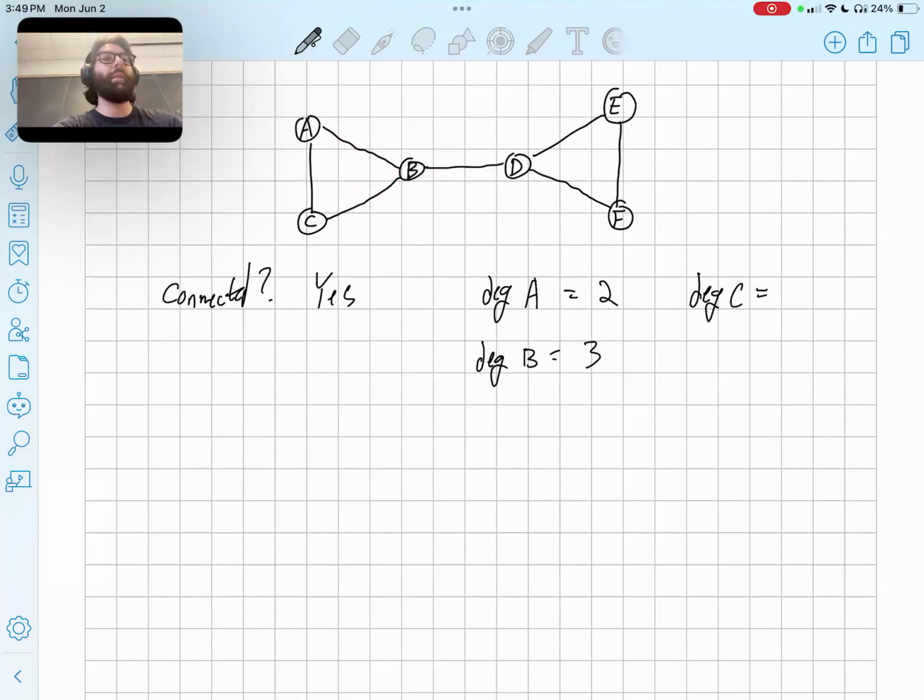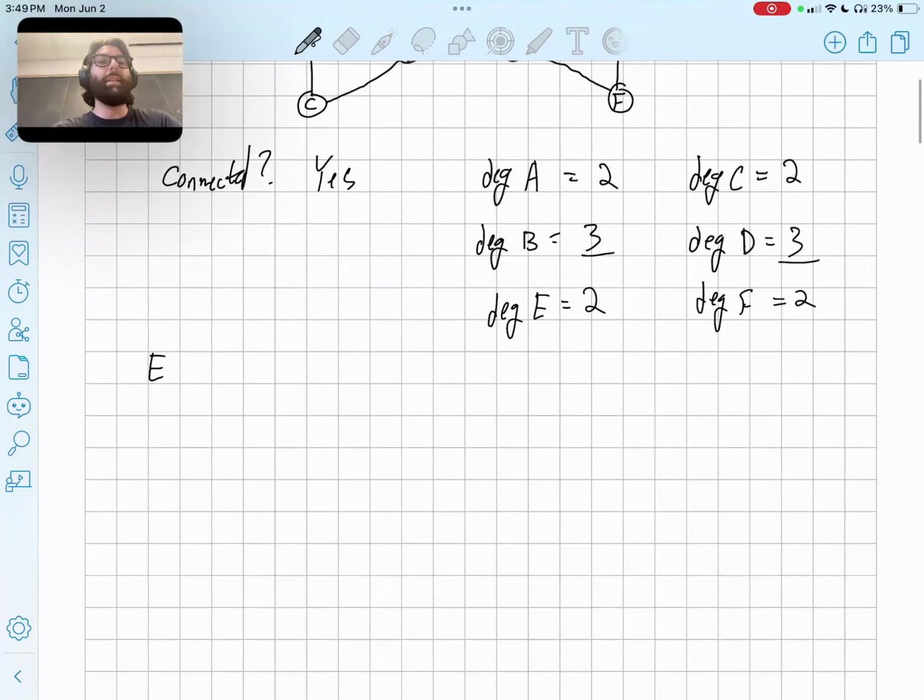The degree of C is going to be 2, same reason as A. Degree of D is also going to be 3. 1, 2, 3. The degree of E is going to be 2, and same with the degree of F. Okay, so what are our odd vertices? We've got 2 odd vertices, B and D. So we have exactly 2 odd vertices.